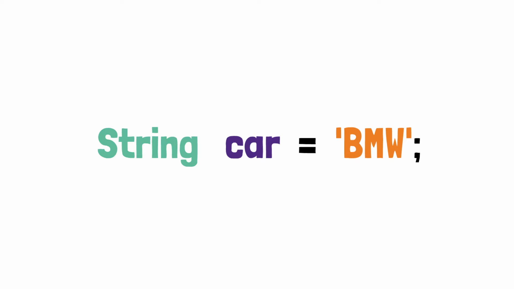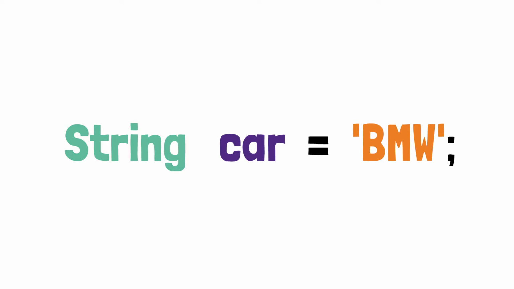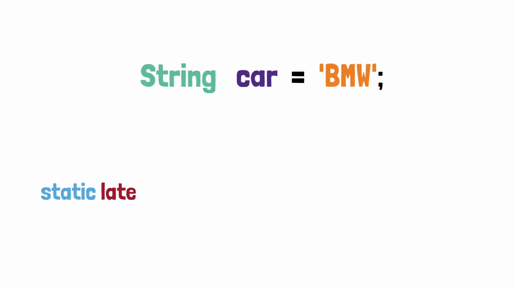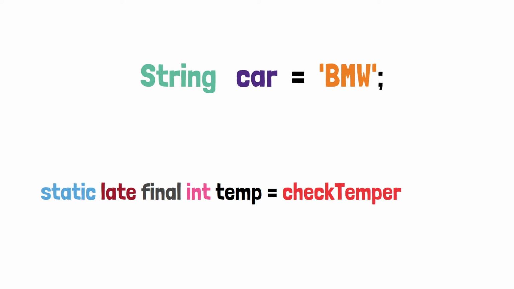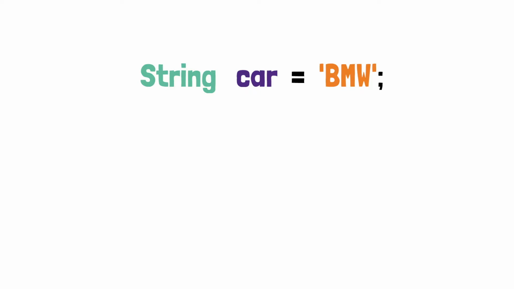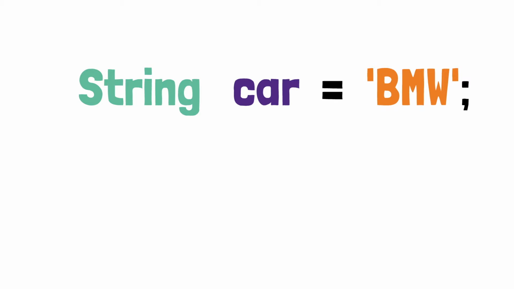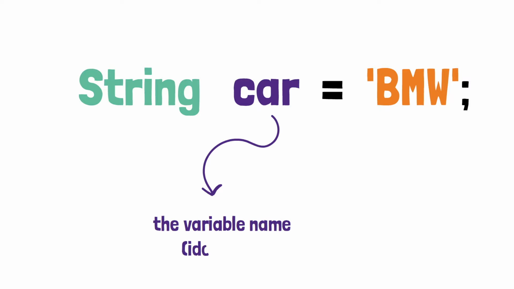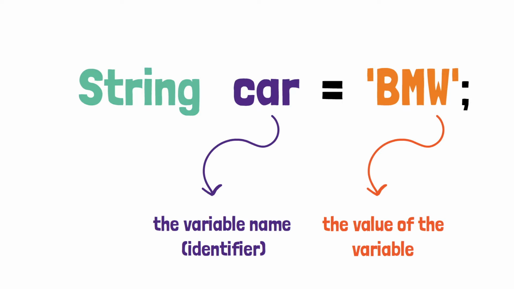Having all of this in mind, in Dart, a standard variable declaration looks like this: String car = 'BMW'. However, it can easily become as complicated as static late final int = checkTemperature. But we'll get to that later on, so let's talk about the components of the standard one first. Car is the variable name that is also known as the identifier. BMW is known as being the value of the variable, and at the same time it must be an object instance of the same type as the variable's type. In our case, BMW is a String object instance that was assigned to the car variable of type String.